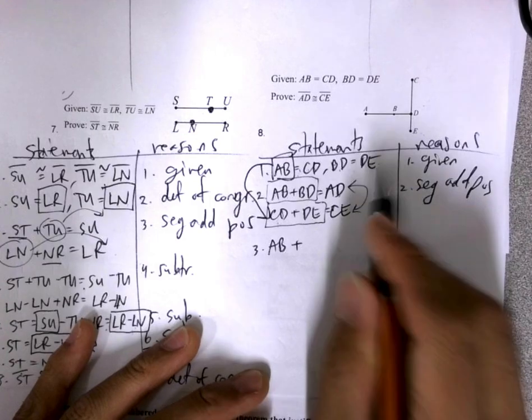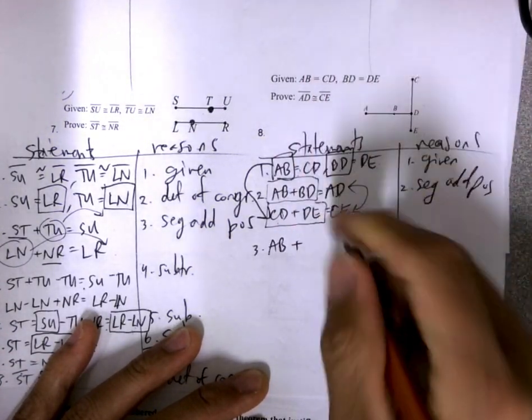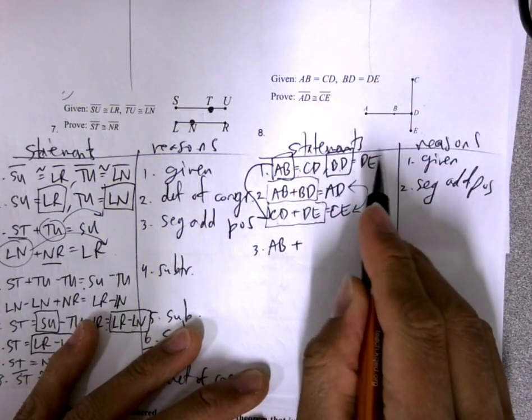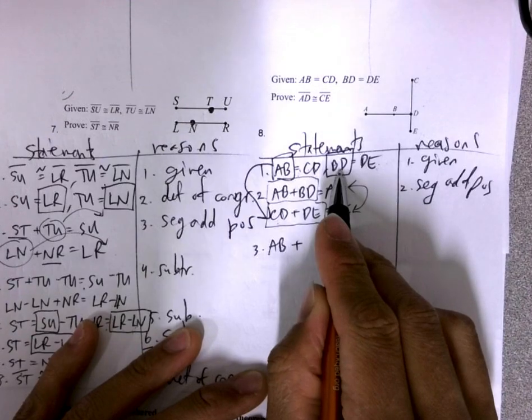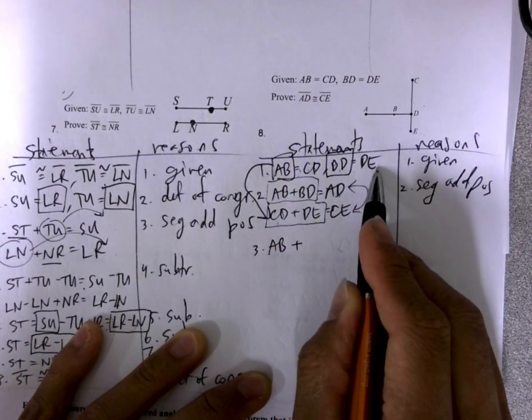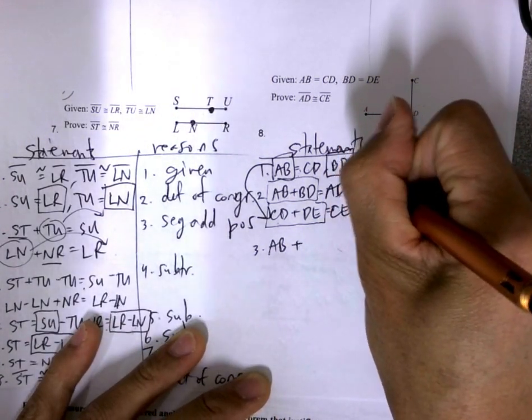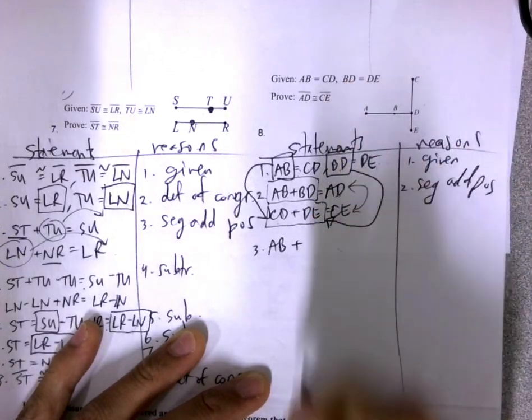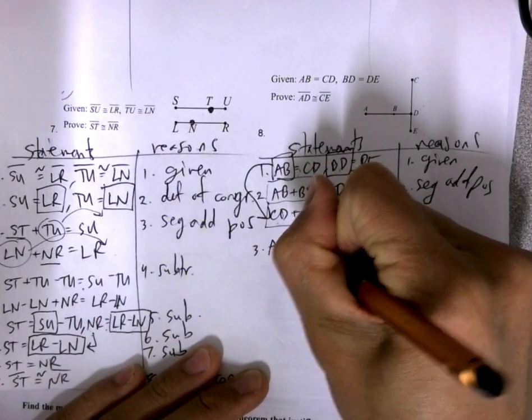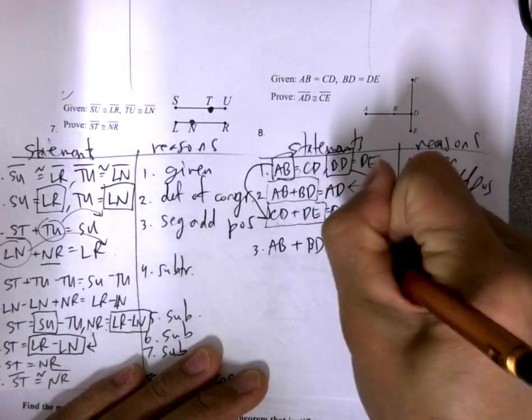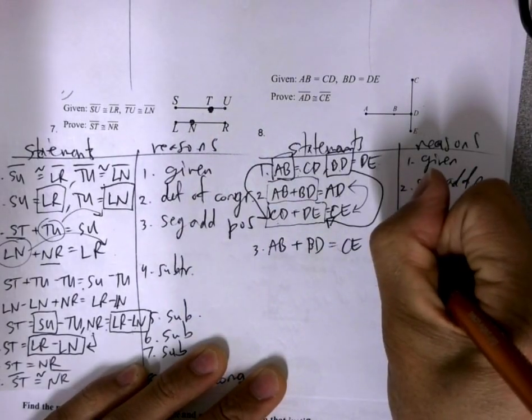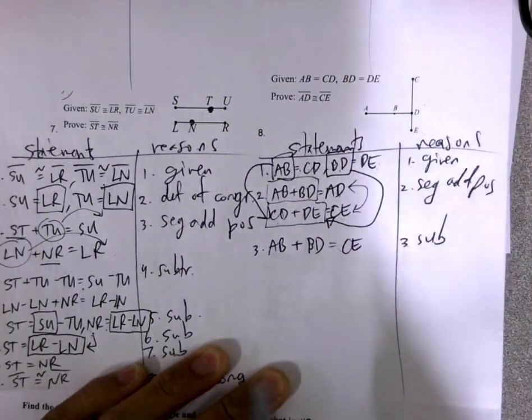BD equal DE. So I'm going to go and take this BD, since it's equal to DE. That means anywhere I see DE, I can put my BD. Anywhere I see my BD, I can put my DE, right? So I'm going to take this BD, and I'm going to put them right there. Okay? So it's AD is equal to CE. So that is substitution. Okay, great.